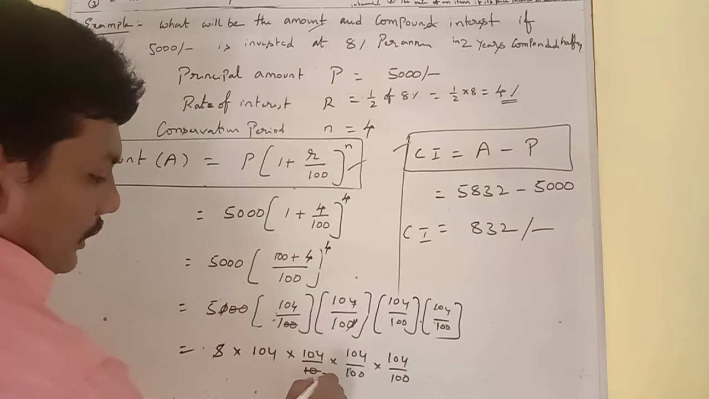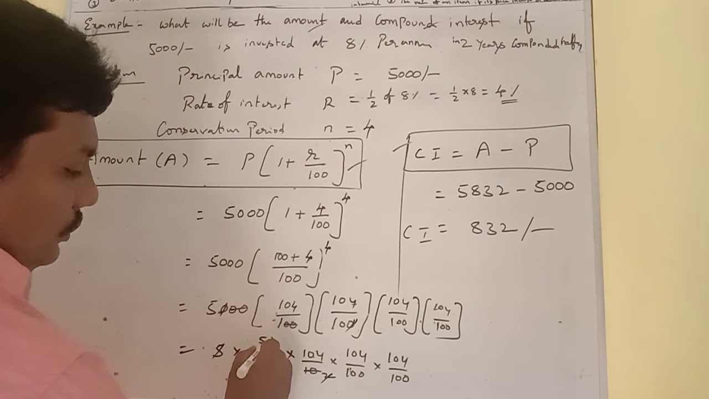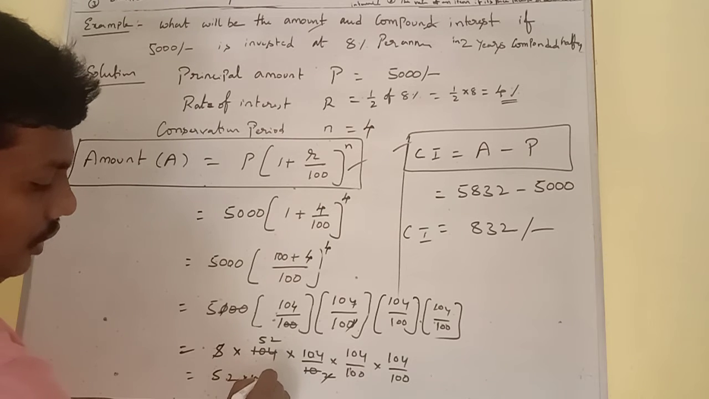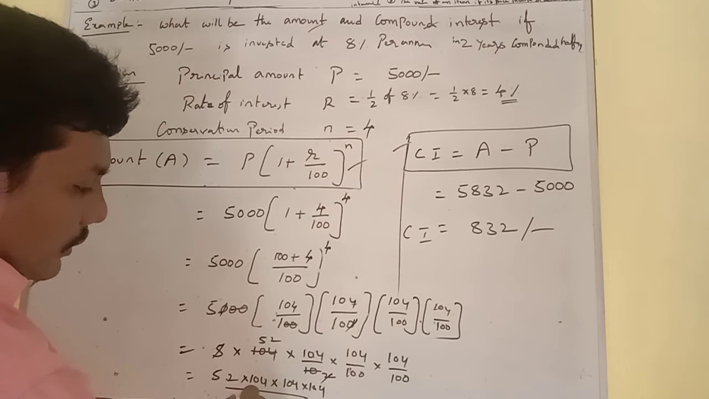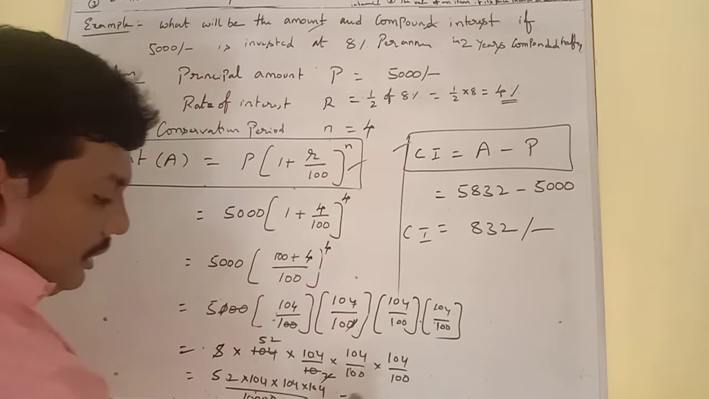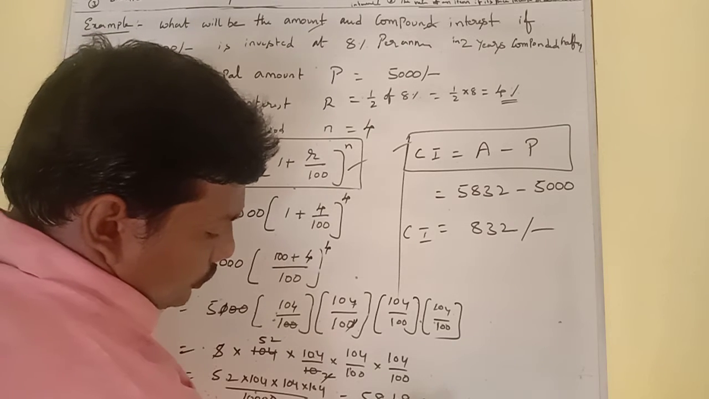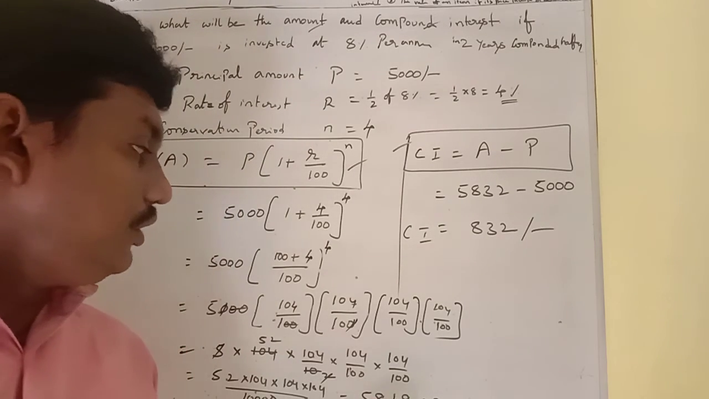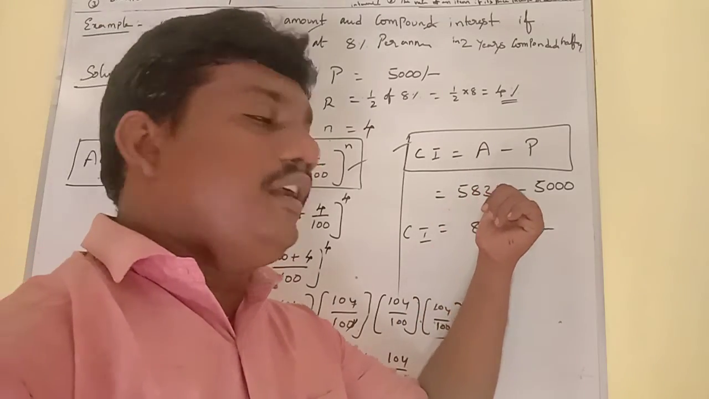So 5 twos get cancelled. 2 fives are 10 and 2 twos are 4. So it becomes 52 into 104 into 104 into 104 by 10,000. So you can calculate this value. It becomes 5,849.29 paisa. So 5,849. In the previous case it becomes 5,832.